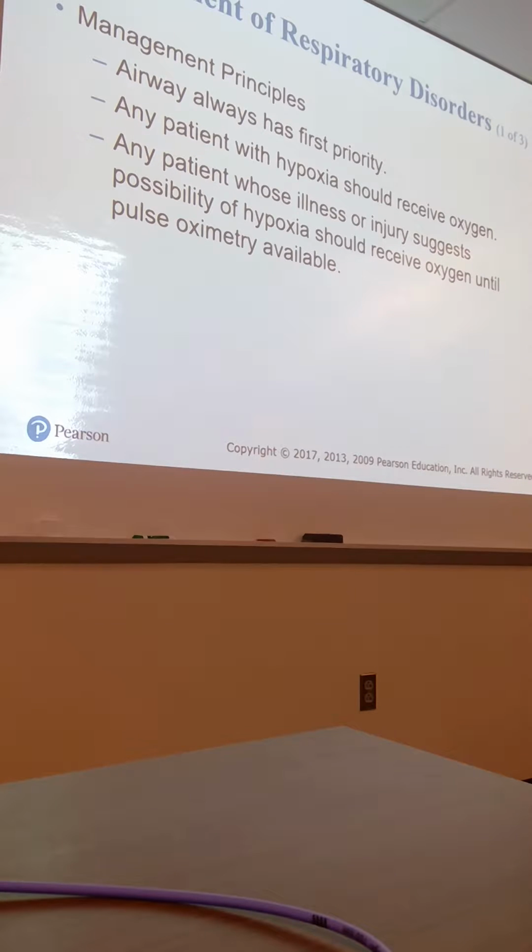So airway's always priority. Give them oxygen. They need to be ventilated. You're prepared to do that now. And if you don't have a pulse ox and you think that their injury or illness suggests oxygen, give them oxygen. You really can't go wrong giving them oxygen.